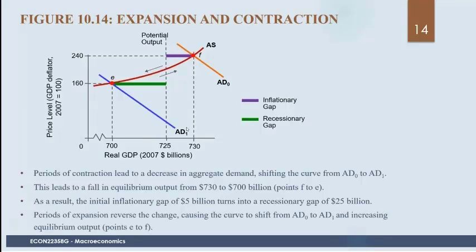So periods of expansion reverse the change, so that would just be the other way around, where we have the aggregate demand curve going from AD1 to AD0. And so that would increase our equilibrium output. If we're at AD0 first and then we go to AD1, that's a contraction. If we're at AD1 first and we go to AD0, that's an expansion.